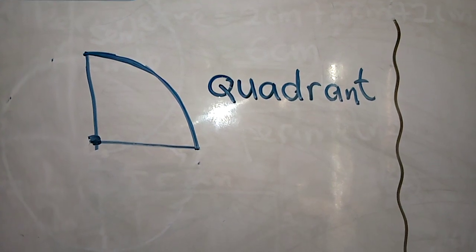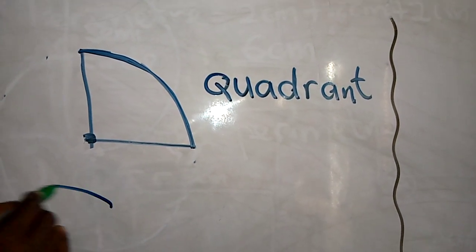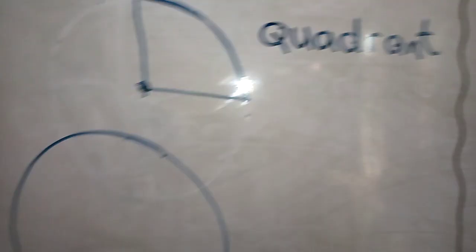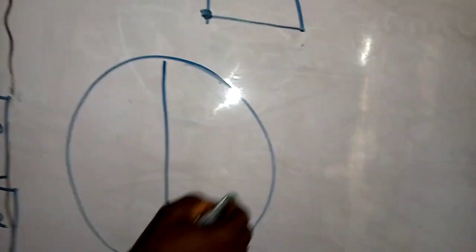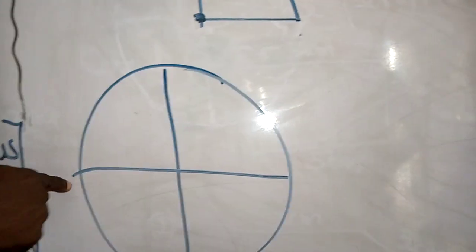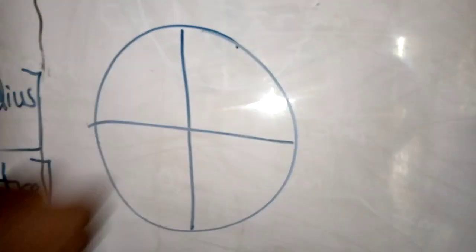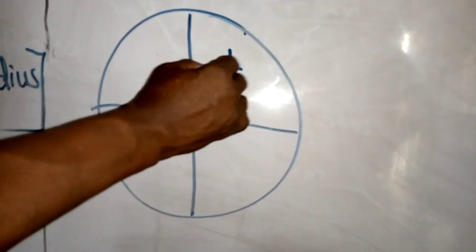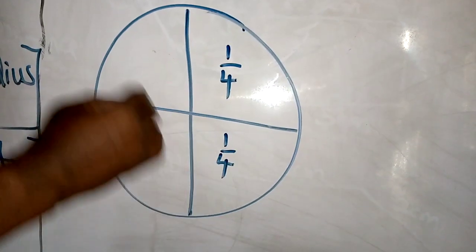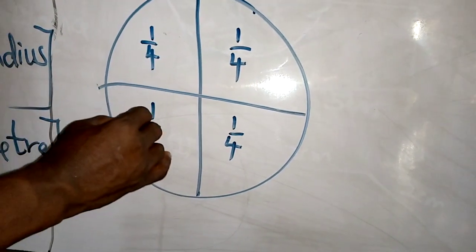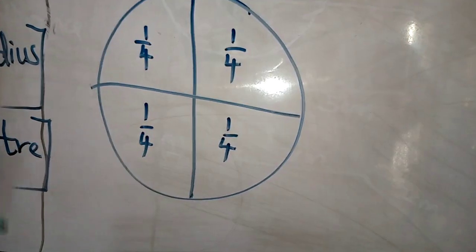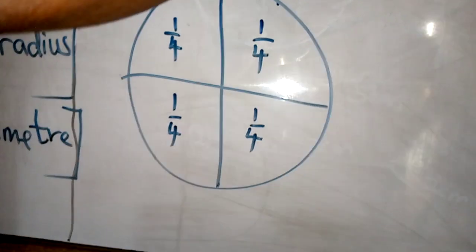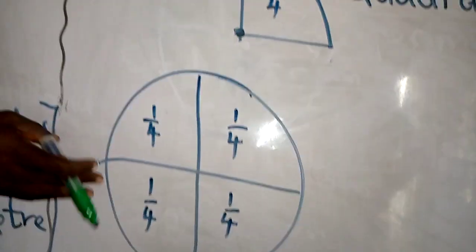So in a full circle, how many quadrants do you have? You have 4 quadrants. This is 1 all over 4, 1 all over 4, 1 all over 4, 1 all over 4. So you have 4 quadrants. This is just a quadrant of a circle.